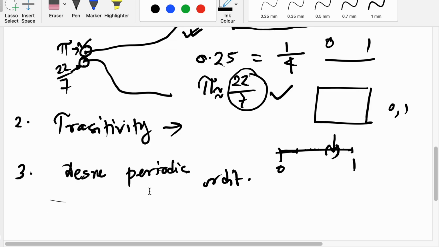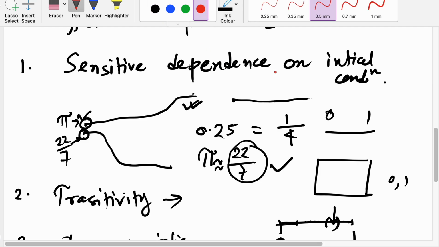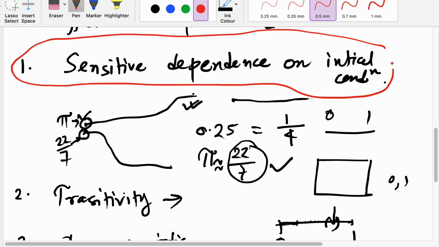That's why dense periodic orbit is very essential, and you will see that this condition, sensitive dependence on initial conditions, is very crucial for the definition of chaos. Later on we will see that it is the signature of chaos, but that it is not a very strong condition for chaos. So that's all.